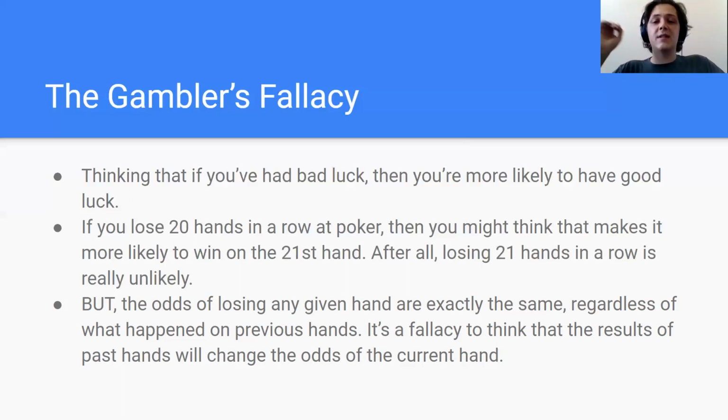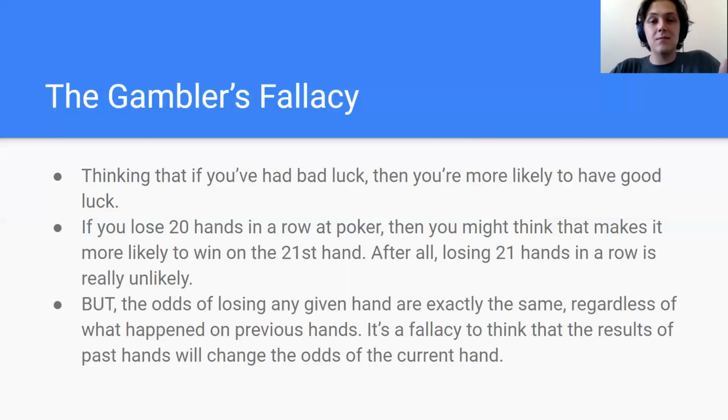Same for roulette wheels, same for poker hands. So it's a fallacy to think that the results of past hands will change the odds of the current hand, or the current roll, or the current coin flip. Even if you flipped a coin 99 times in a row and it came up tails every time, it's still 50-50 whether or not it'll come up tails that 100th time.